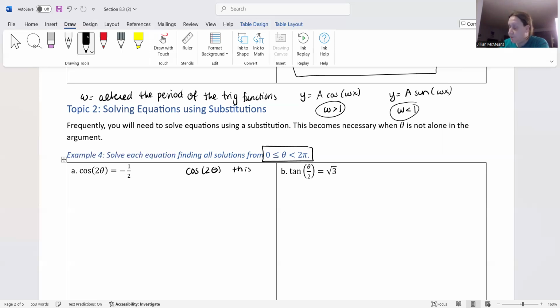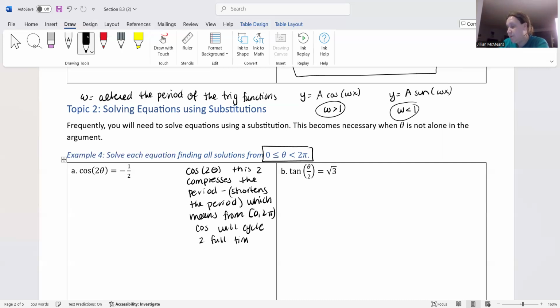So this 2 compresses the period. Basically, it shortens it. Okay, which means from 0 to 2 pi, cosine will cycle 2 full times. Okay, and what does that mean in terms of our solutions?